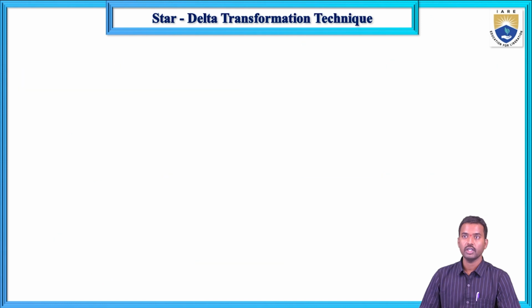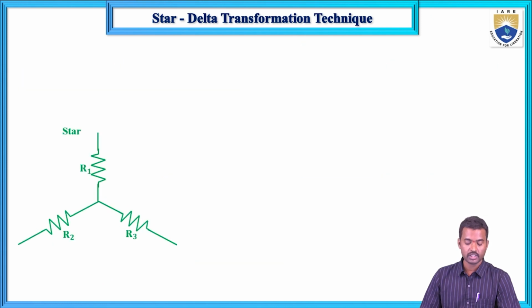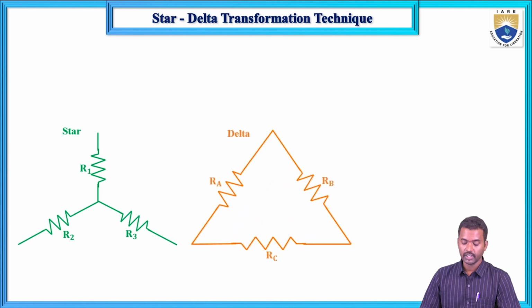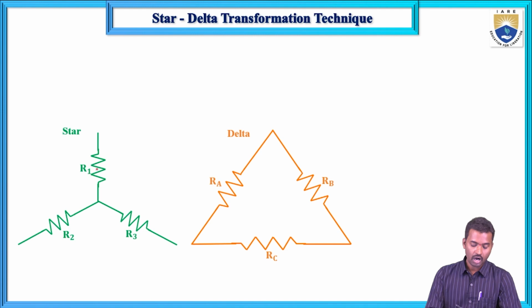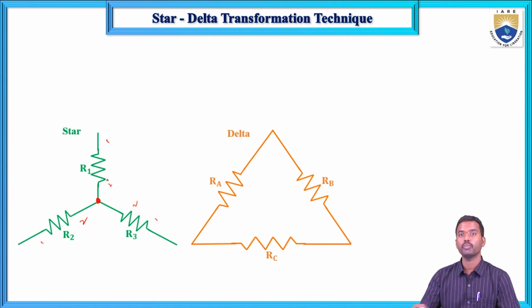So first here, this is the star connection and this one is the delta connection. Star connection means three elements, each element having two ends, first end and second end. Each element, one end is connected to one point. That point is known as the neutral point. So the second end of each element is connected to one point, which is known as a star connection.